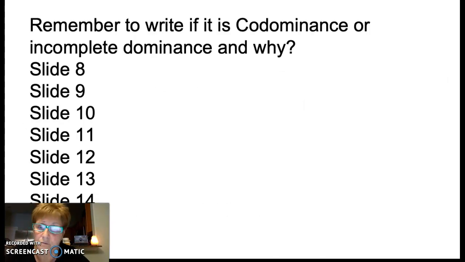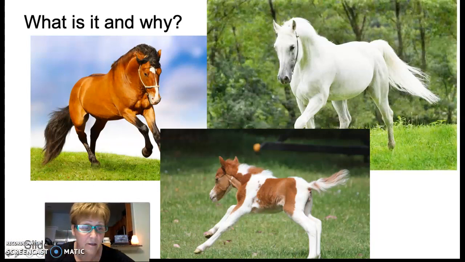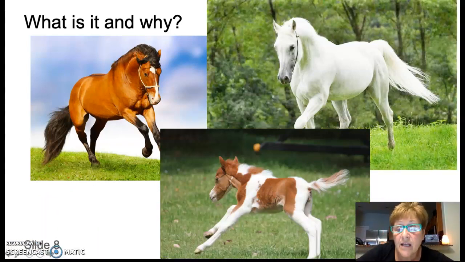You can either just cut and paste this and put your answers in there and then send them to me, or on a sheet of paper, take a picture of it. If you have an iPhone, you can put it in your notes and then take a picture of it and download it as a PDF and send it off to me. Okay, so we have slides 8, 9, 10, 11, 12, 13, 14, 15. Okay, so here is my slide 8. Let me move myself over here. There you go, so I'm not in your way.